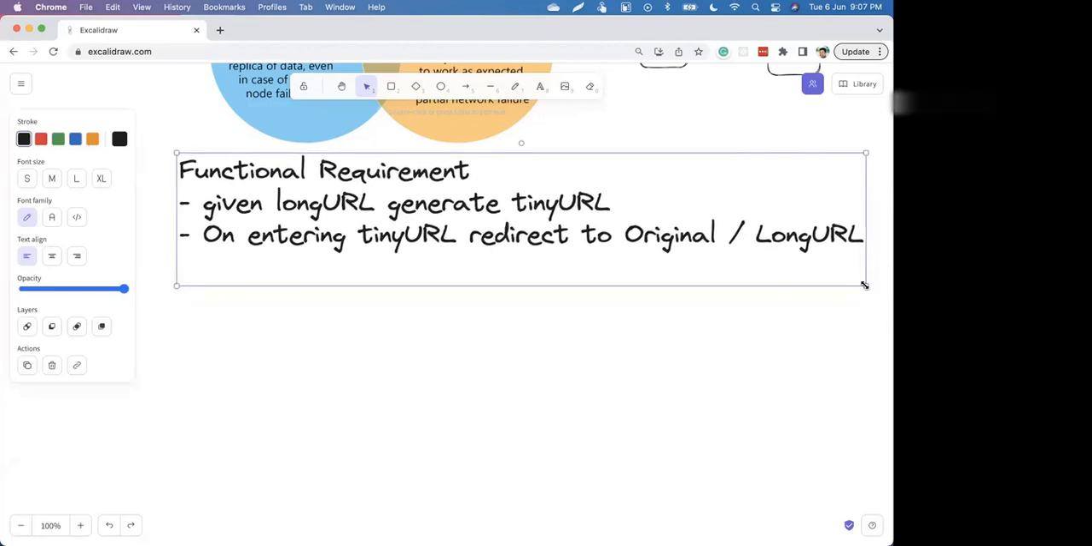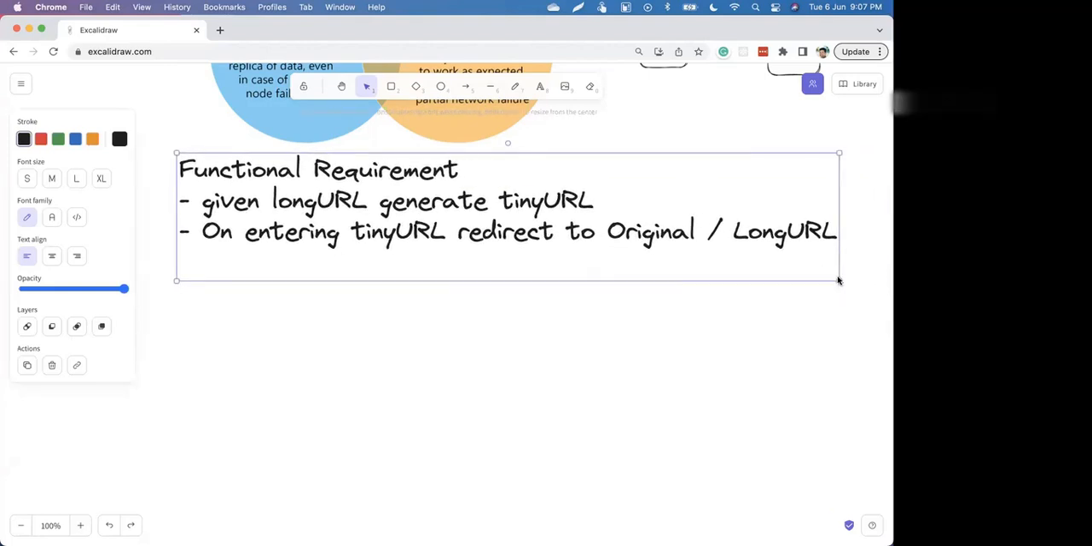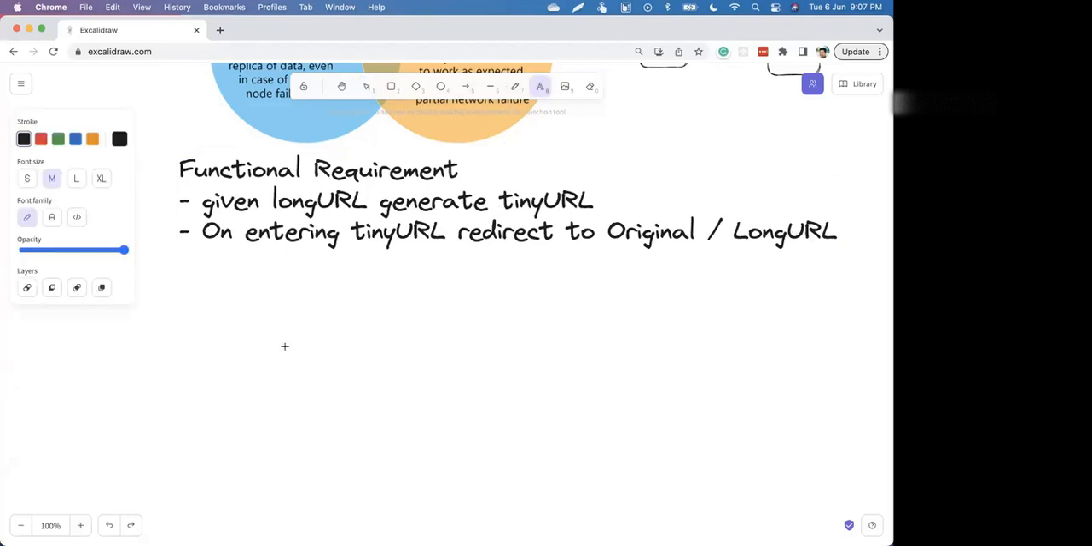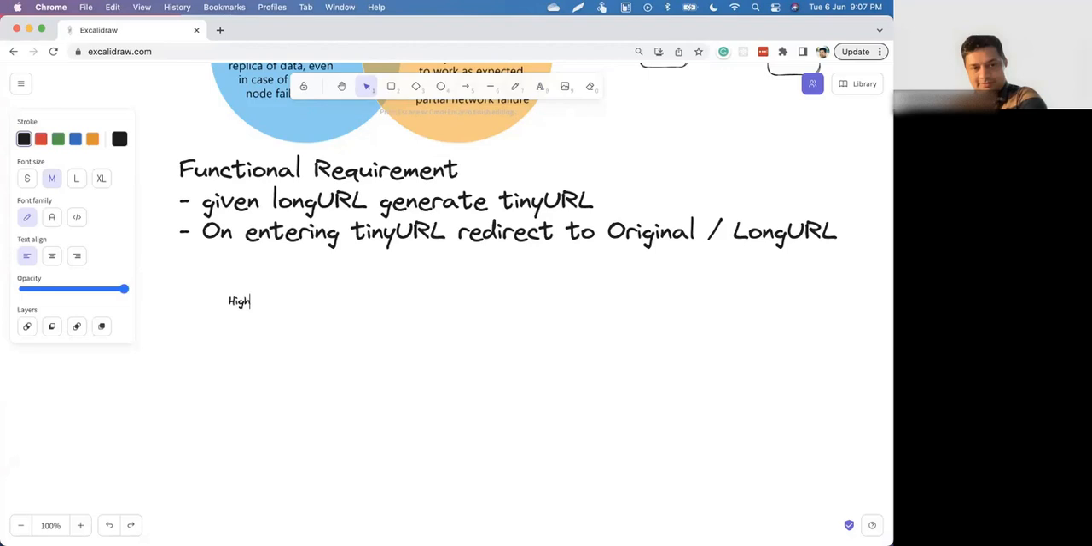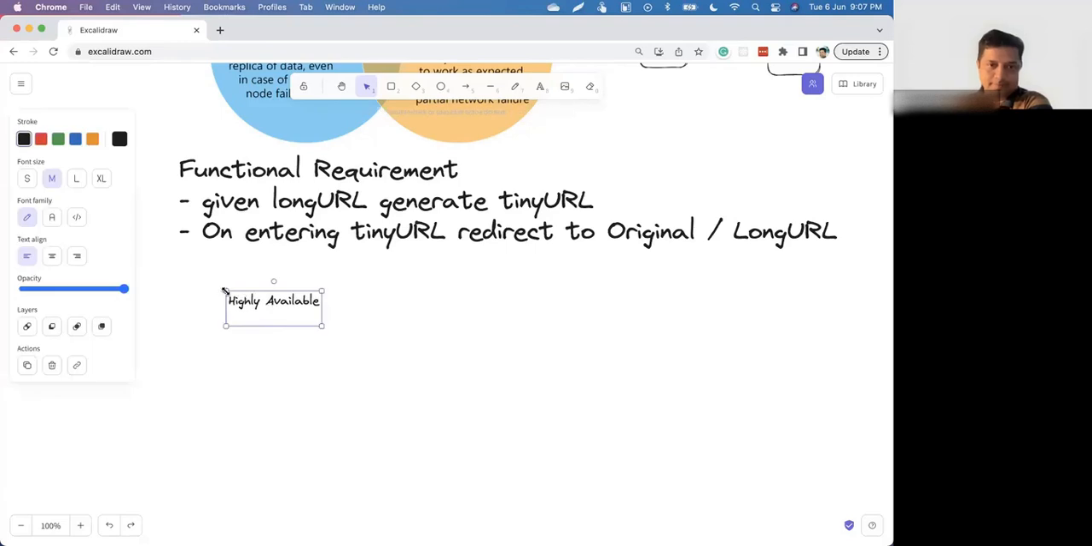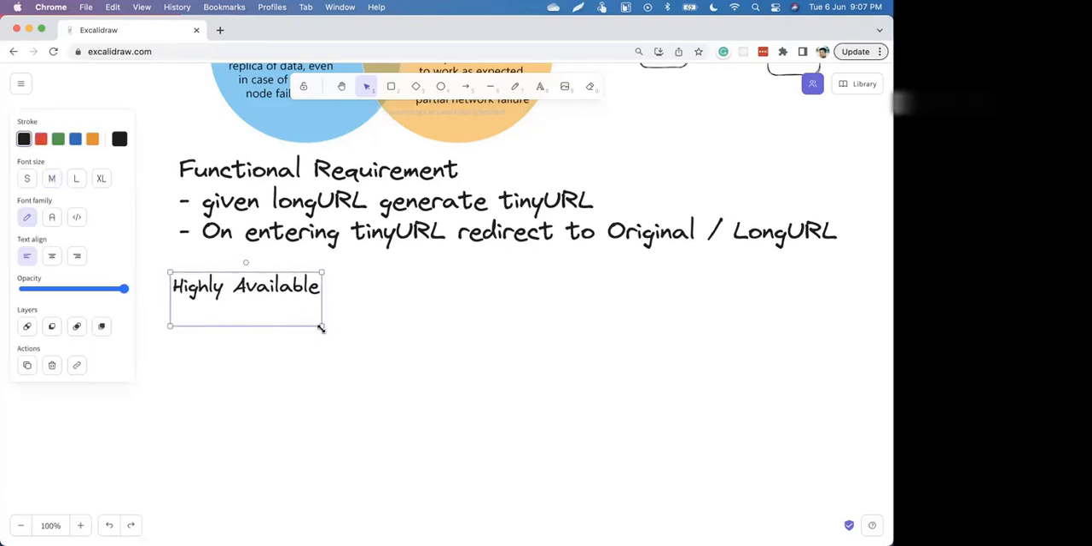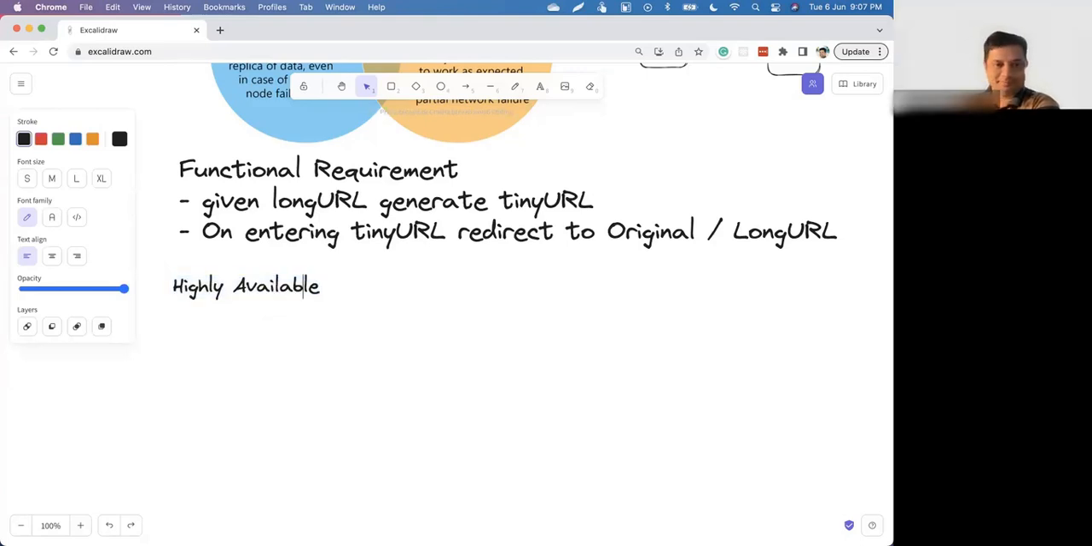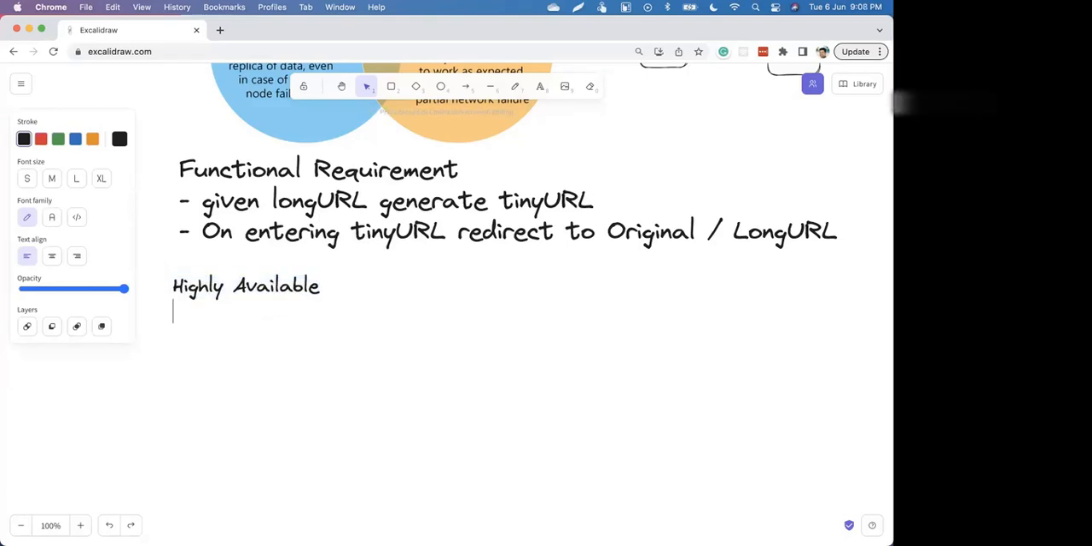And non-functional requirements? Yes, it should be highly available. Okay. And eventual consistency should be fine. You mean the consistency is not important? Not compared to the availability. Availability should be high compared to the consistency. Okay.